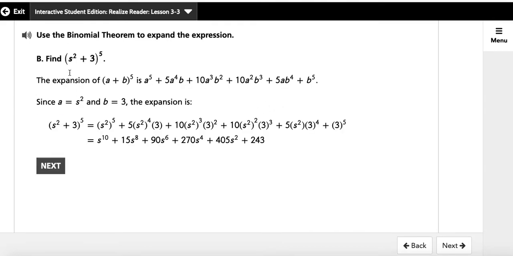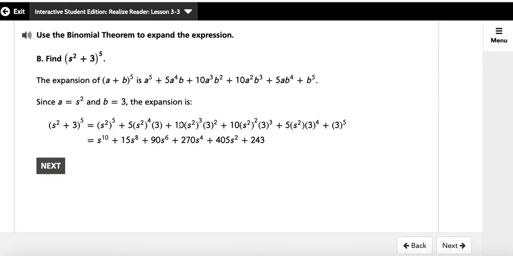What numbers? You plug in the expressions: s squared gets in for a. So right off the bat, when we plug it in, we have s squared to the 5th, so that becomes s to the 10th power. The next one is 5a to the 4th, so 5 times s squared to the 4th times b, which is 3. So for coefficients, I have 5 times 3, which is 15, and I have s squared to the 4th, which is s to the 8th.